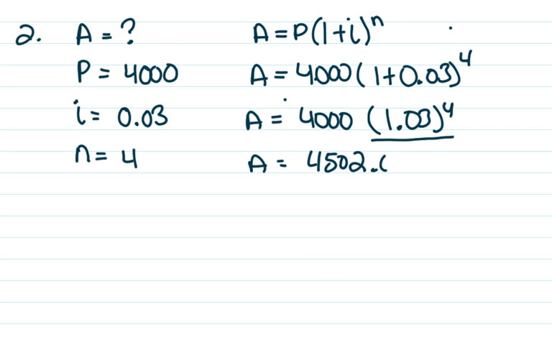4,502.04. So I think the most important thing to remember here is that you're not doing 4,000 times 1.03 and then all to the power of 4. Only the 1.03 is to the power of 4. And then multiply that number by 4,000. So therefore, the accumulated value of the loan was $4,502.04. Okay, on to number 3.